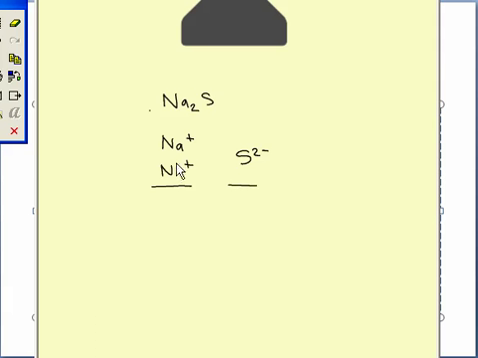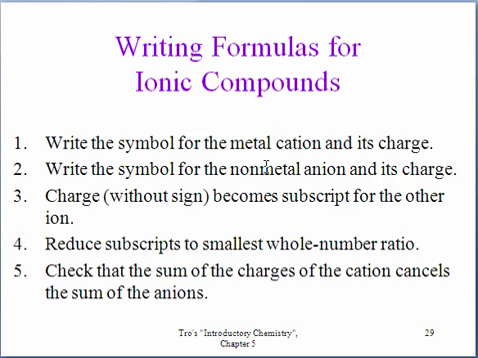And if we look at the total charge, 2 sodiums for each sulfide, if I have 2 sodiums, that's going to be +2, and if I have 1 sulfide, that's going to be -2. And when I add those together, it's going to be 0. So when we look at the ratio of cations to anions, it is always going to be the smallest whole number ratio, such that the total charge of the cation is going to cancel out with the total charge of the anion. So let's look at a systematic way to handle writing the formulas for ionic compounds.